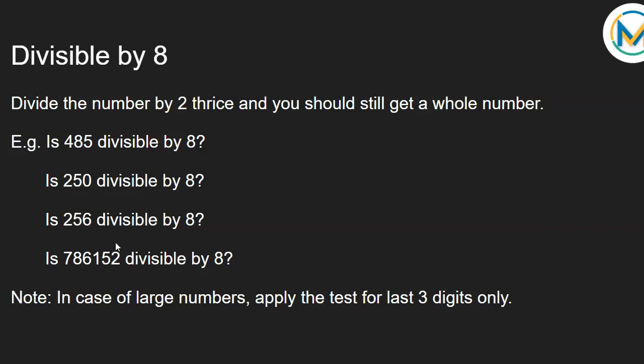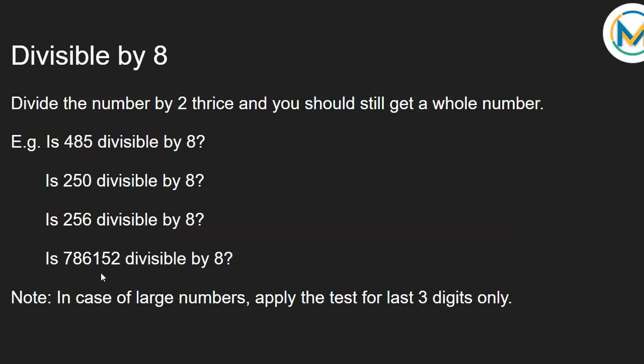Now we have a big number, 786152. The good thing is you need to only focus on the last 3 digits, 152. You need to find out if 152 is divisible by 8 or not. If it is, then the whole number is divisible by 8. So that makes it easy.